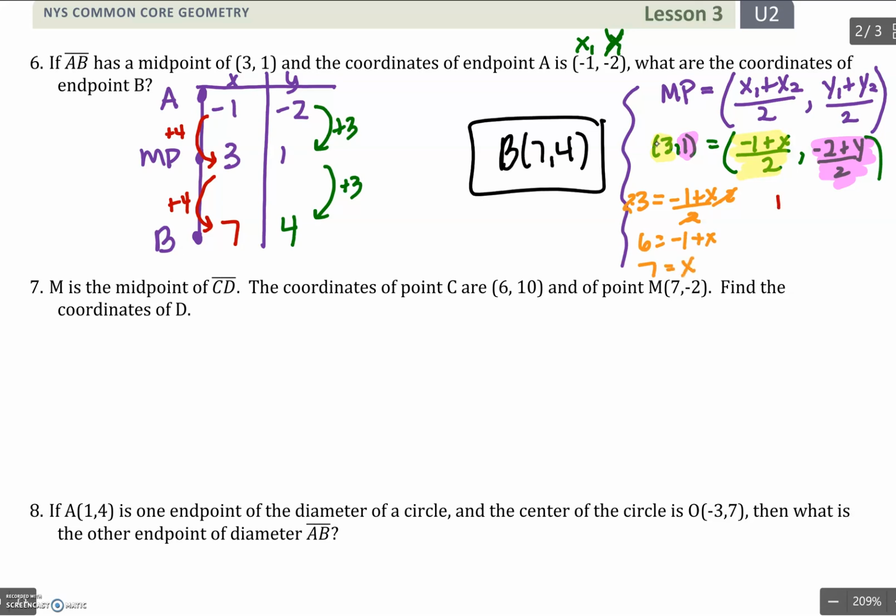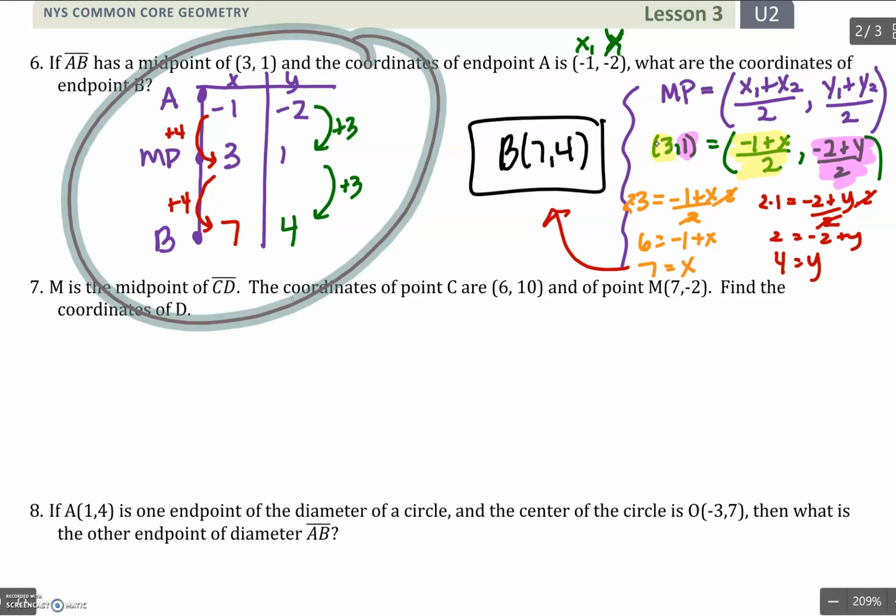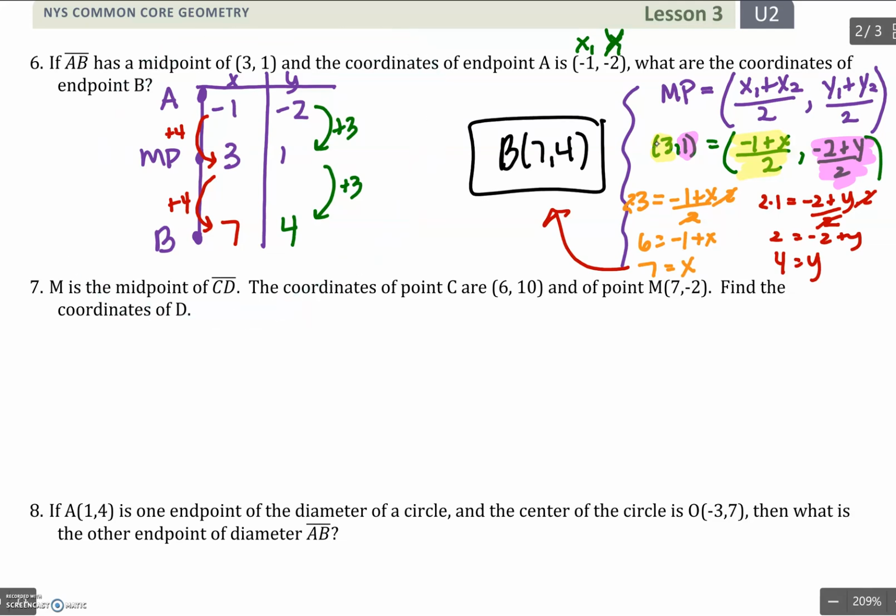And then for the y's, the 1 equals -2 plus y over 2. Multiply by 2 on both sides. Add the 2 over, and you get y value is 4, and then you can get that same answer anyway. I prefer the picture way here myself. So for the rest of them, that's what I'm going to do.